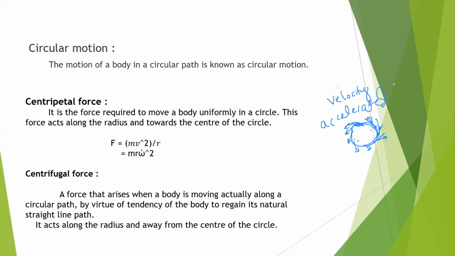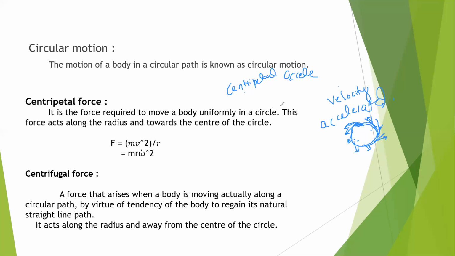Whatever acceleration is associated with the body, such acceleration is called centripetal acceleration. So I'll repeat. In a circular motion, when the body is moving, its velocity is changing continuously. When the velocity is changing continuously, the body is getting accelerated, and that is called centripetal acceleration.